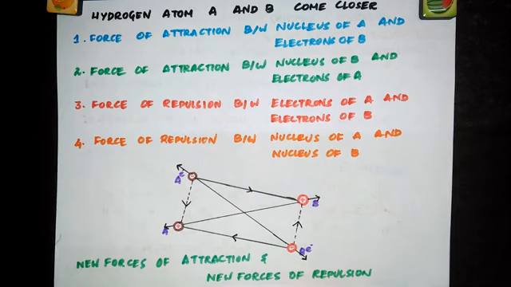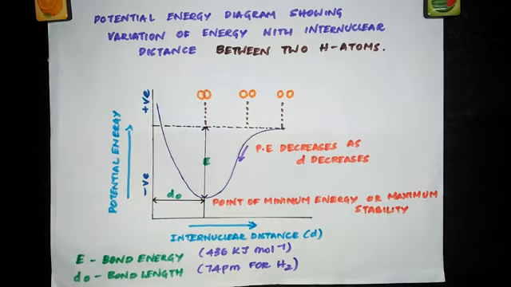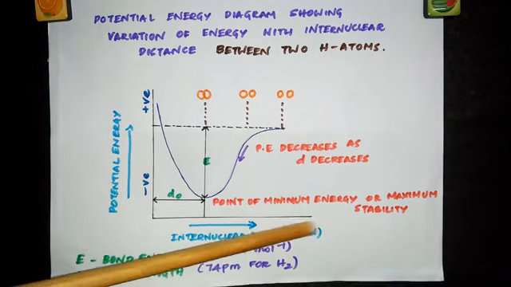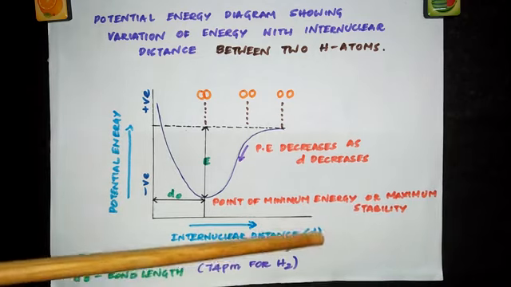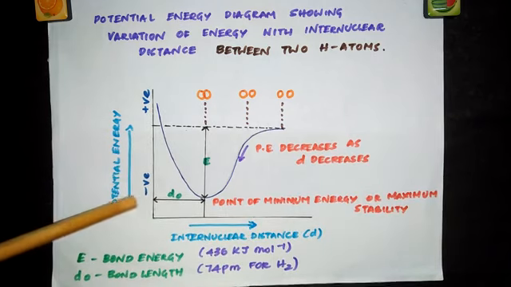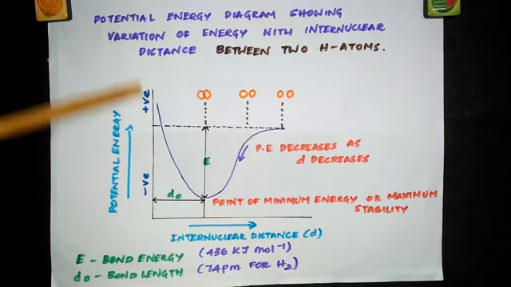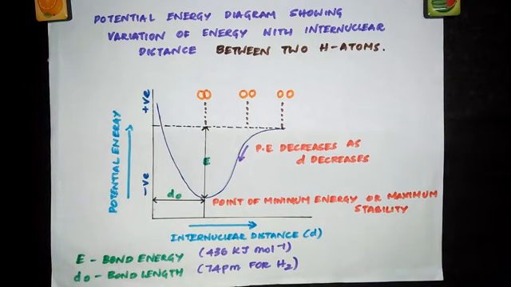The energy changes taking place during the formation of the hydrogen molecule can be represented graphically. This is the potential energy diagram showing variation of energy with internuclear distance between two hydrogen atoms. So the internuclear distance, which is represented as small d, is taken on the x-axis, and this is the potential energy, which is taken on the y-axis.